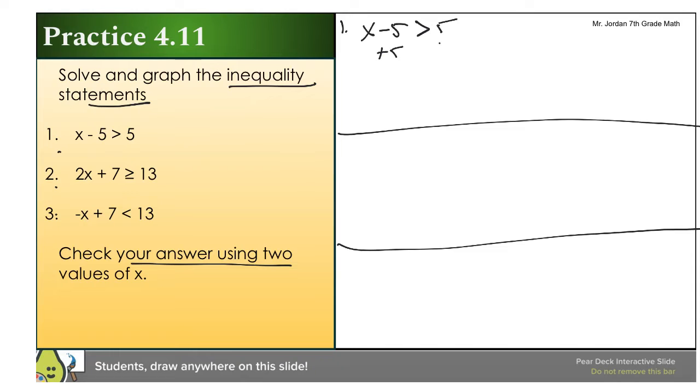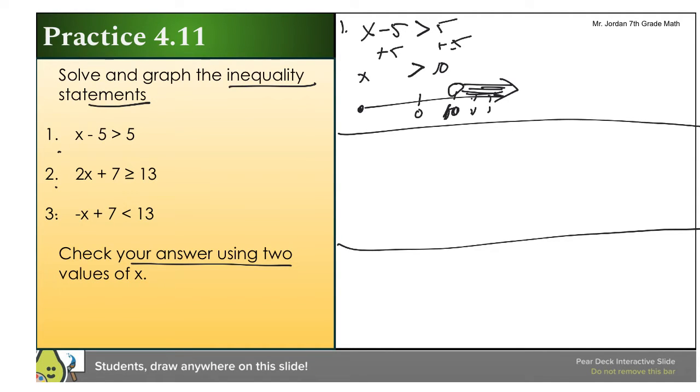So add 5 to both sides to balance the equation. So x is larger than 10. I draw my line, so I put a 0. I find a 10 is above 0. It is not equal to, so I put an open circle and put an arrow. Now if I do the check, this is supposed to be 10.